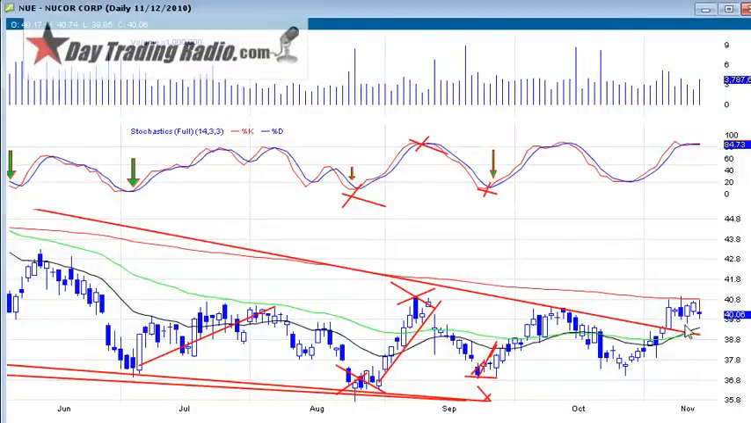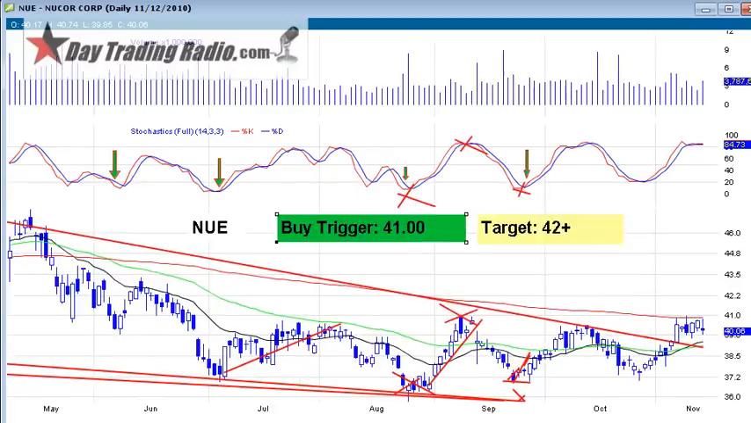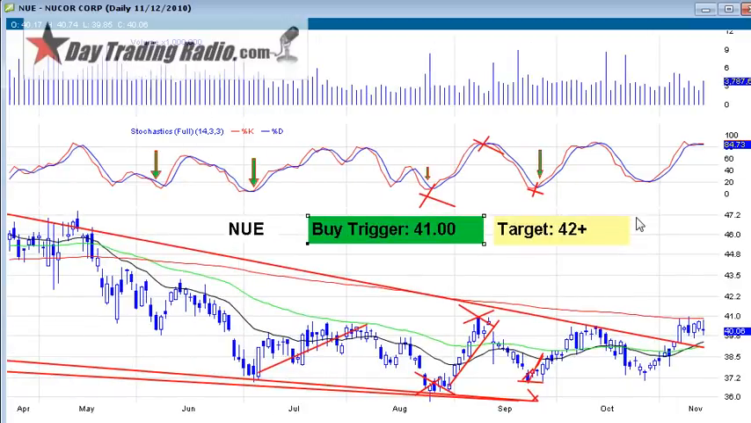This is a relative strength move versus the market the last 4 days, which we've been pulling back. And you can see this has been holding its ground. So the market gets a nice bounce. Look for this one to break to the upside. Buy trigger $41. Target $42.